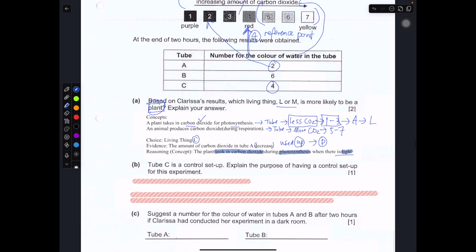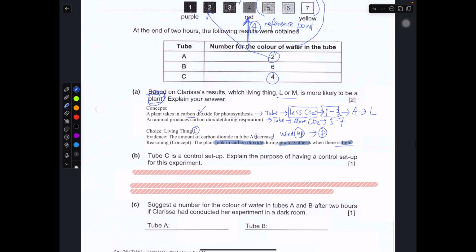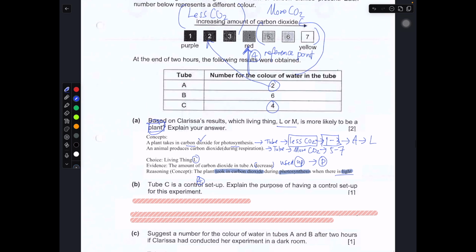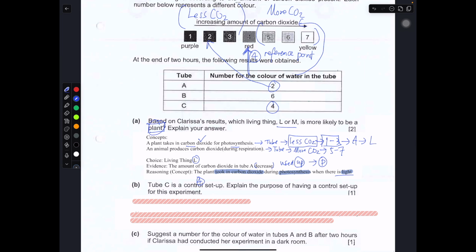So now for part B, tube C is a control setup. Explain the purpose of having a control setup. You need to have a control, because if you don't have a control, you don't know whether the tube after 2 hours did increase or decrease. It's difficult for you to compare. Without tube C, you can't compare. Maybe both of them will have 2, because originally maybe the pond water already has a very small amount of carbon dioxide.